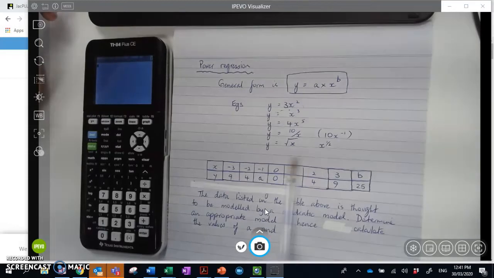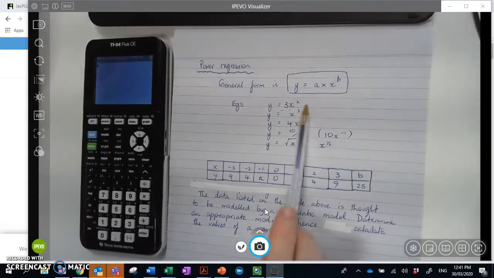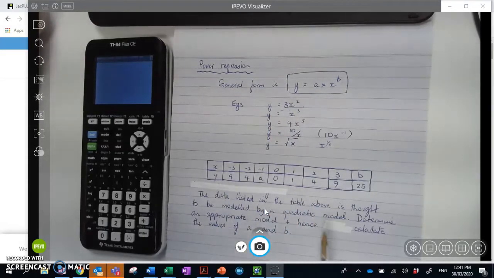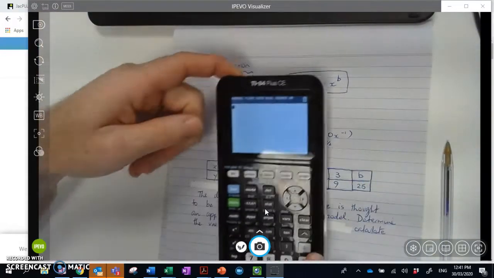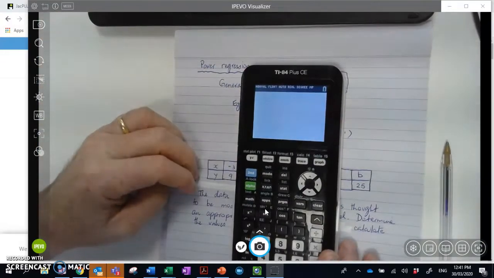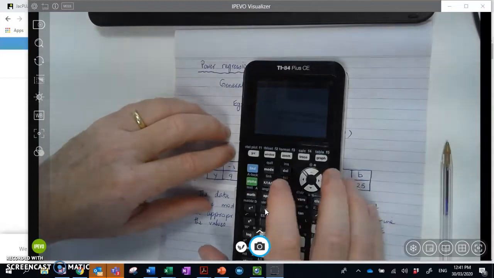We're given a set of data. So that's what we'll do now. Here's the set of data, and we've been told that the data listed in the table above is thought to be modelled by a quadratic model. So we know quadratics are power equations, so we're going to perform a regression analysis on it in order to determine an appropriate model. And then we're going to use that model to find our unknowns. You'll typically find these in the calculator active parts of your exam.